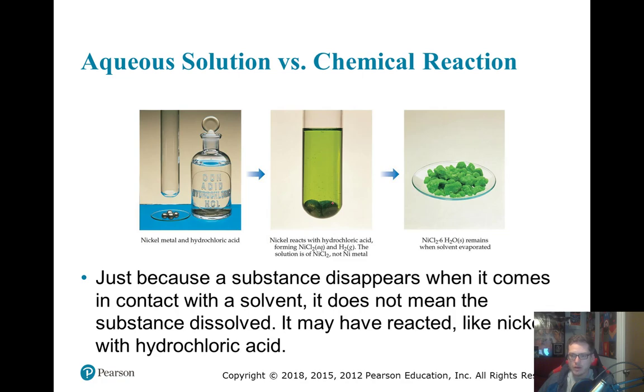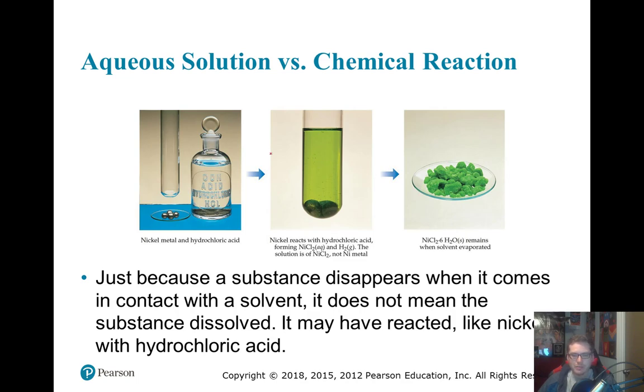We can prove that by evaporating all of the water. Once all the water is gone, you're left with this new compound that is not nickel. Nickel is silver. This stuff's green. This is nickel chloride hexahydrate. And for those of you sleuthy chemists out there, you're thinking, of course it's not dissolving, because dissolving is a physical process. This changed color, and changing color is a sign of a chemical process. So that's another hint, before you even get to this step, that this is probably a chemical reaction.